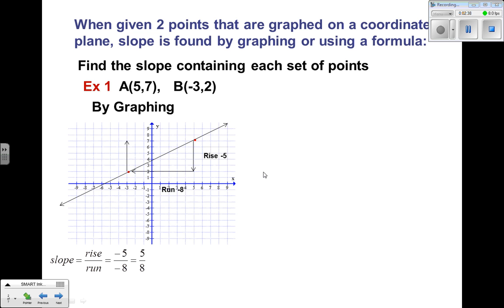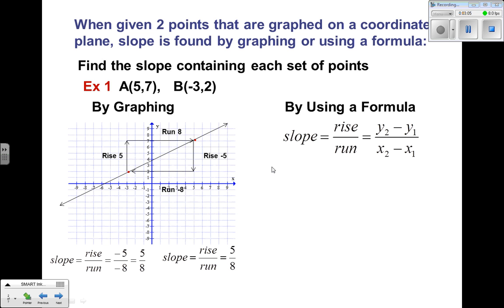Now if I would have started at the lower dot and worked my way to the higher one, here I have a rise of +5 because it's in the upward direction, a run of +8 because it's in the right direction, and again I calculate slope equals rise over run, and that is 5 over 8. Because they're both positive already, you don't have to do anything with it.